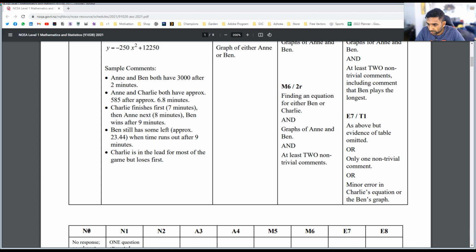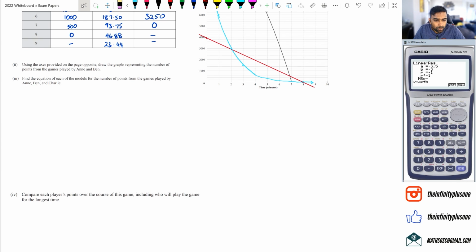Okay, let's go back to the question here. So we've got those 3 things that are happening. Now there's 2 extra parts to this question. We've got to find the equations for Anne, Ben, and Charlie. And then we've got to compare each of these points. So I guess we'll do it all together and then we'll look at the answer schedule, just to try and figure out where all these marks are coming from.